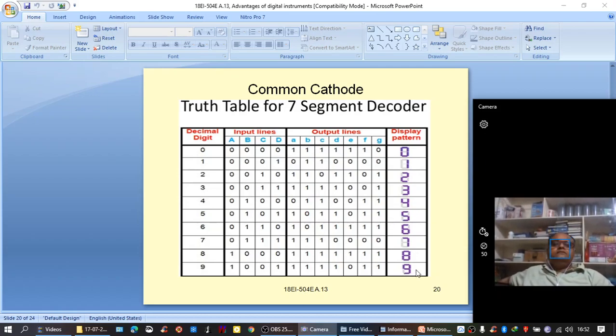Now let us see for 9. To indicate 9, except for the bit E, all other bits are to be high. So you can see here for 9, except for E, E is 0 and all other bits are 1. So that is how, depending on the combination of which LEDs are glowing, that corresponding numeric value would be displayed using the 7-segment display.